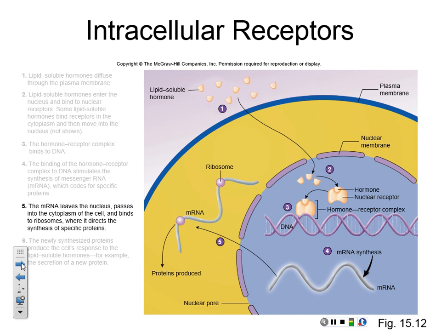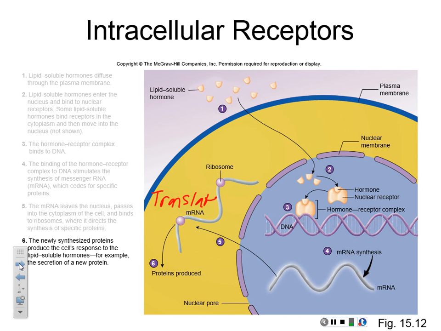Through the nuclear pores, the messenger RNA will exit the nucleus and go into the cytoplasm. And in the cytoplasm, what is it going to do? It's going to attach to a free ribosome. Once it attaches, then what happens? You translate the message that has been transcribed onto the messenger RNA and you produce a protein. So translation occurs in the cytoplasm.